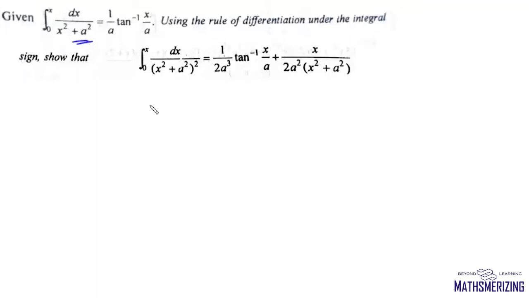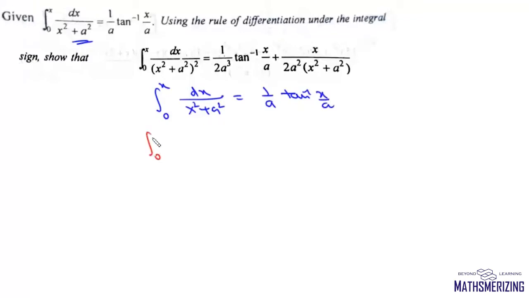Now we'll start with this integral. We are given that this integral from 0 to x dx upon x square plus a square is equal to 1 upon a tan inverse x upon a. Now what we'll do is we'll differentiate this equation with respect to a.